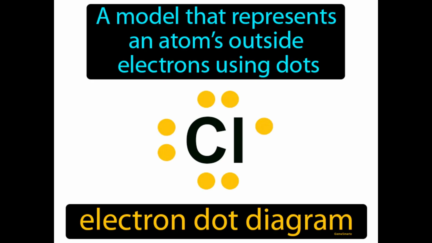A model that represents an atom's outside electrons using dots: electron dot diagram. It is a simple diagram that shows the valence electrons of an atom as dots around the element's symbol.